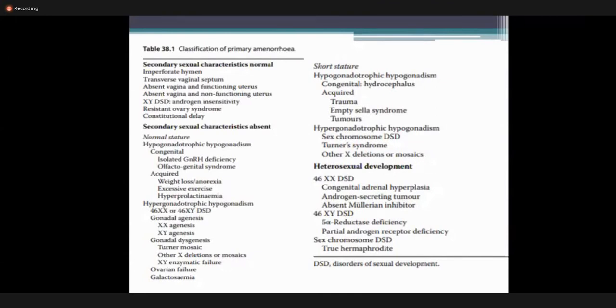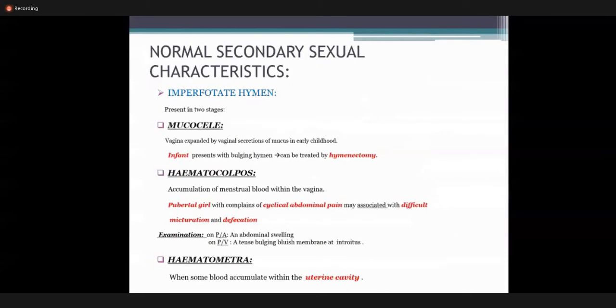Then there are conditions which are hypergonadotropic hypogonadism, in which the gonadotropin hormones are more, but the ovaries are resistant. The ovaries are not functioning, as occurs in Turner syndromes or pure gonadal dysgenesis, and Turner mosaics. Then amenorrhea may also occur in heterosexual development, in which there is abnormal 46XX dysgenesis and 46XY dysgenesis. And then there may be true hermaphrodites.